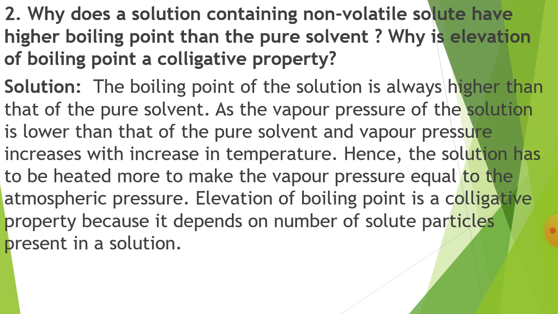Now the solutions: the boiling point of a solution is always higher than that of the pure solvent, as the vapor pressure of the solution is lower than that of the pure solvent, and vapor pressure increases with increase in temperature. Hence the solution has to be heated more to make the vapor pressure equal to the atmospheric pressure. As I told you, the surface molecules of solvent are covered by non-volatile solute molecules. That's why the vapor pressure decreases, so we have to increase the temperature.